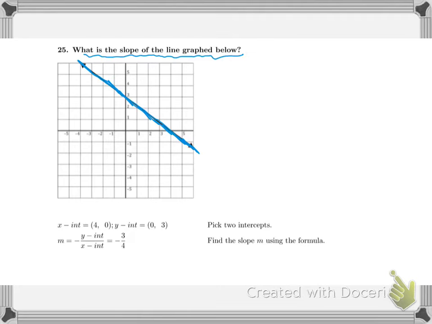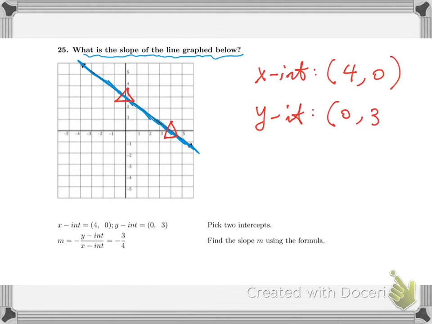Before we find the slope, we have to find the x-intercept and y-intercept on the picture. So what's the x-intercept? The x-intercept is where this blue line touches the x-axis. So this is 4, so it's 4, 0. Where's the y-intercept? The y-intercept is where this blue line touches the y-axis. So this is 0 and 3.